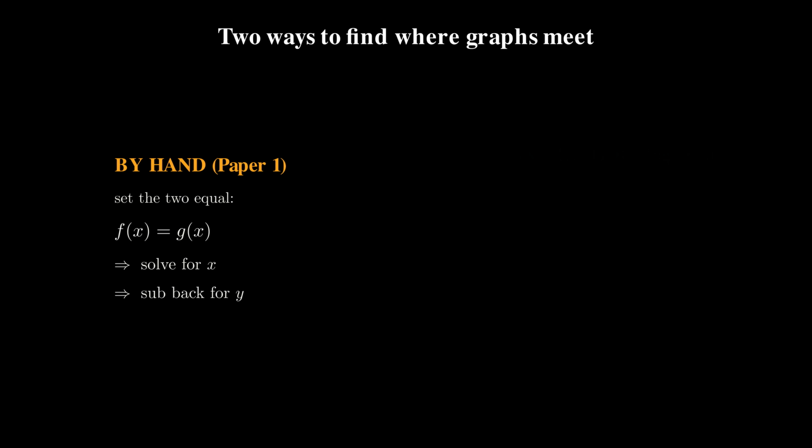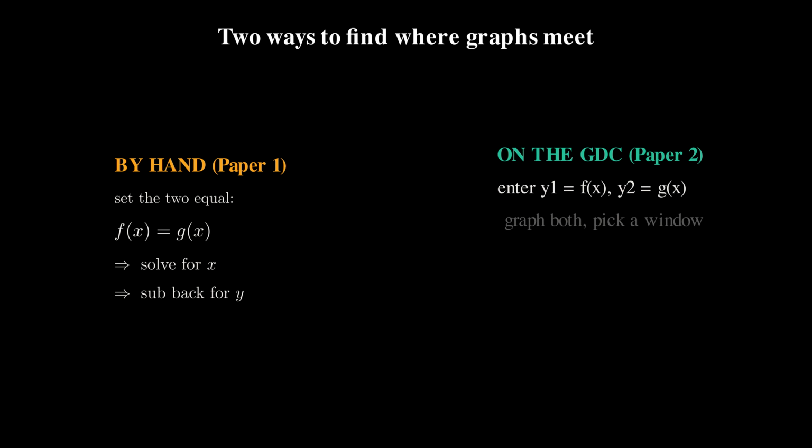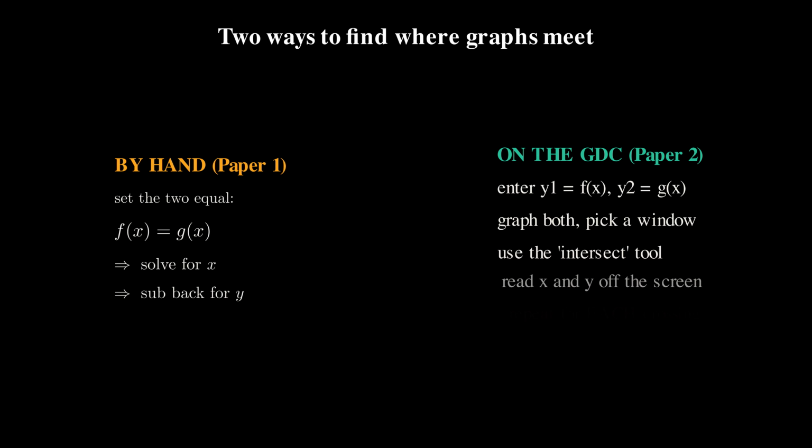On paper 2, let the GDC do it. Enter the two functions as y1 and y2. Graph them. Choose a window that shows every crossing, and use the intersect tool. It drops a cursor exactly on the meeting point and prints the coordinates. The one warning? It finds one intersection at a time. So if the curves cross more than once, run it again for each point. Miss a window, and you'll miss a solution.